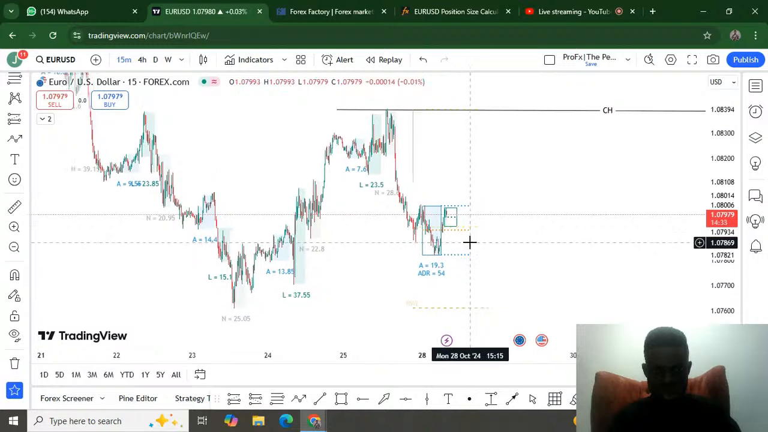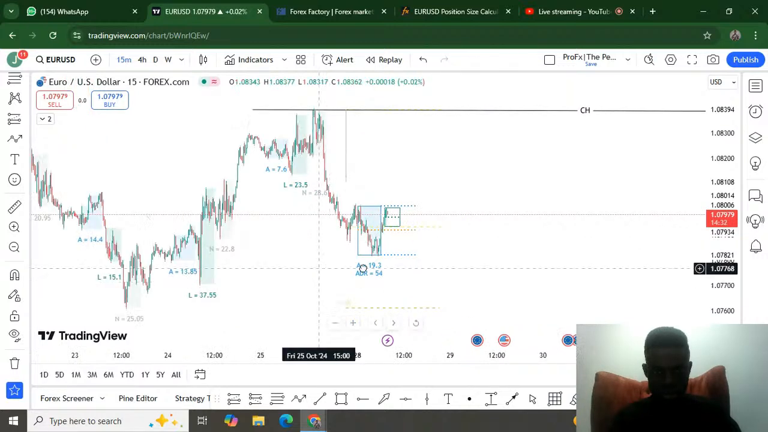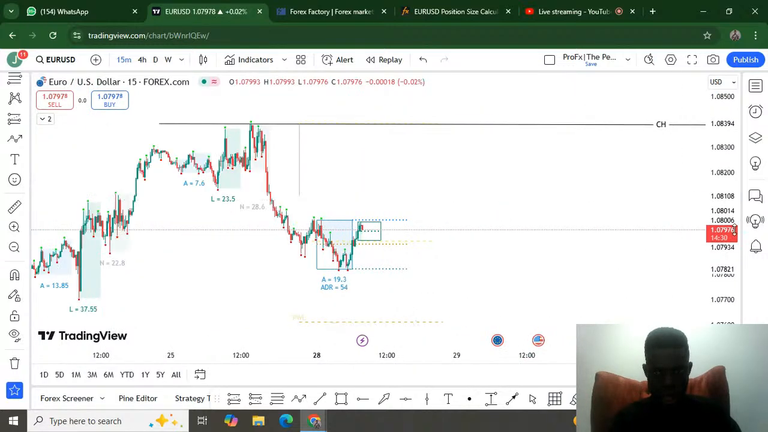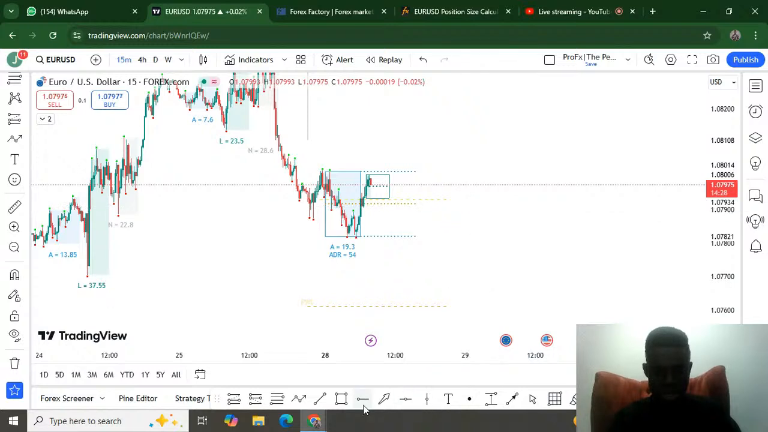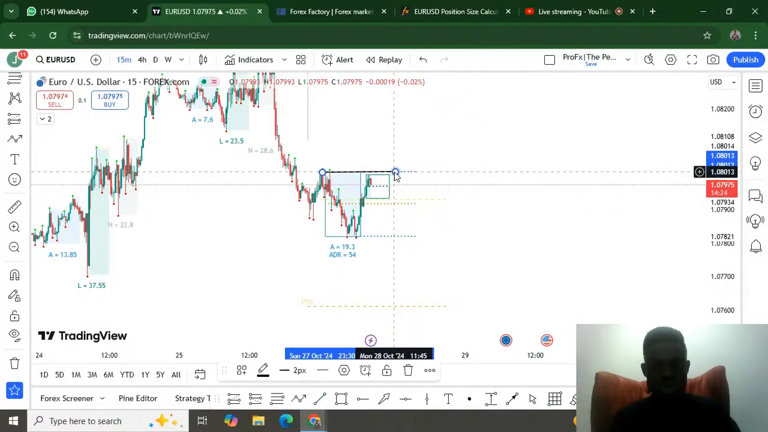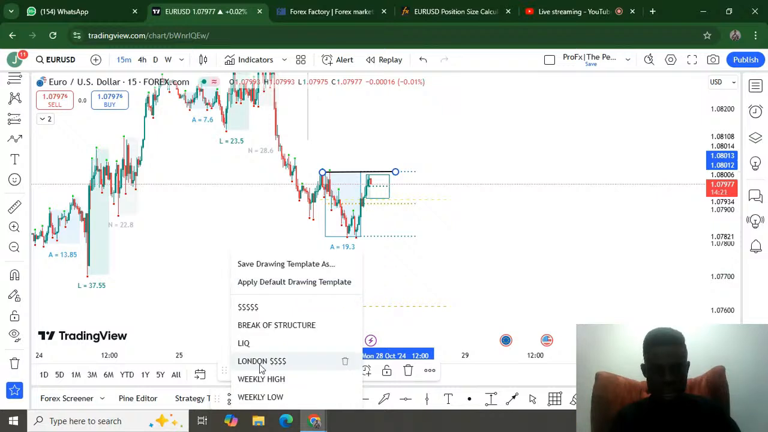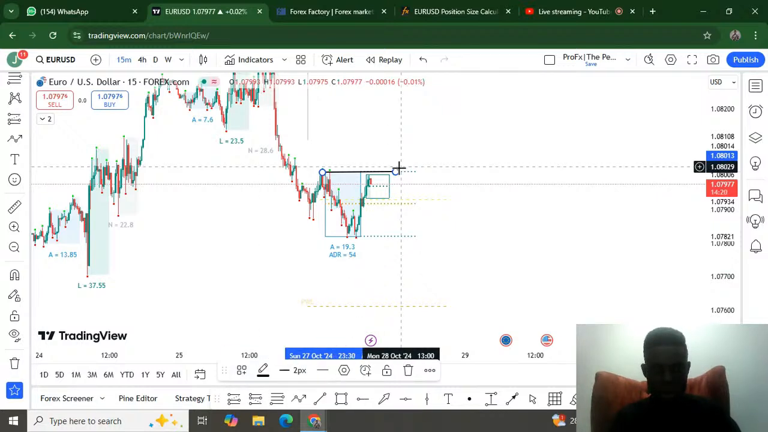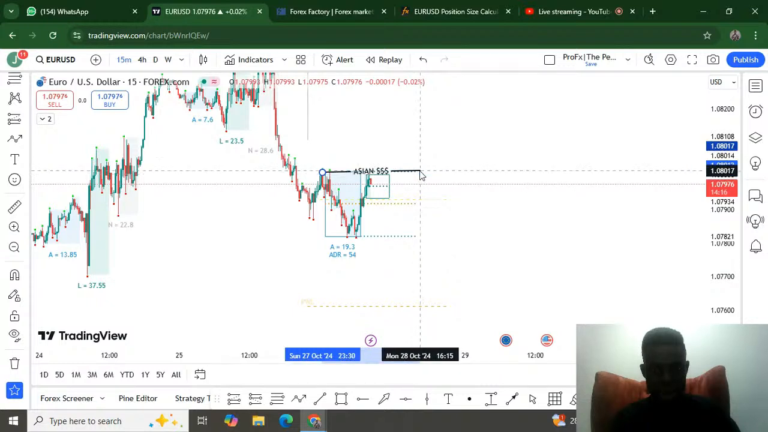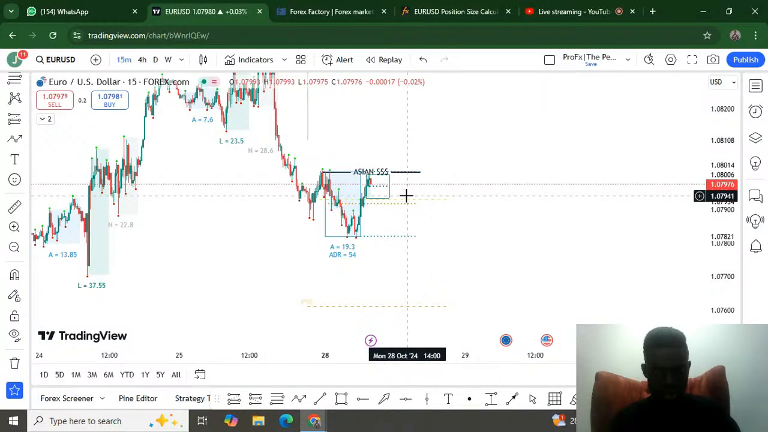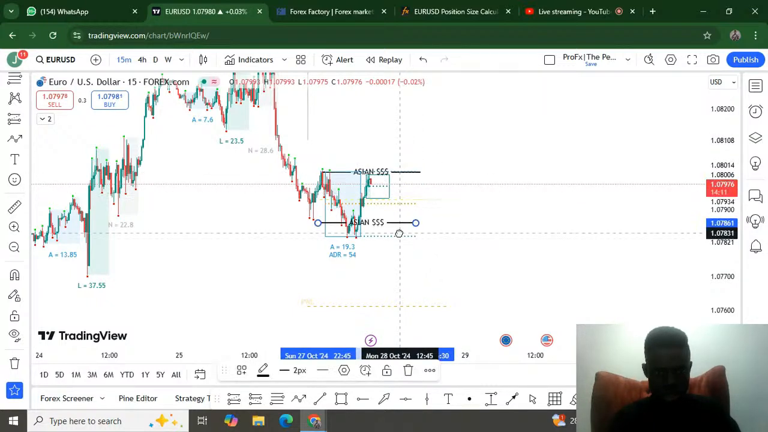So what am I expecting today? We can now start doing our location and all that. What we just did is just direction. We want to know the direction of the market so that when we are marking our Asian high, Asian low, we will know where the market is going to. And we can even hold the trades. You can hold it if you want to hold it.